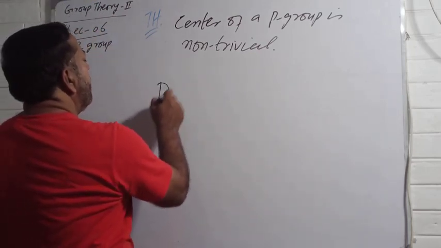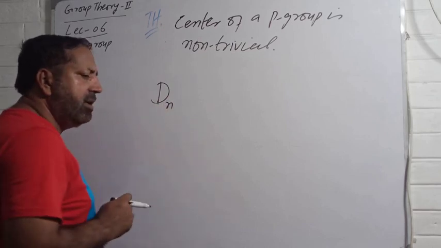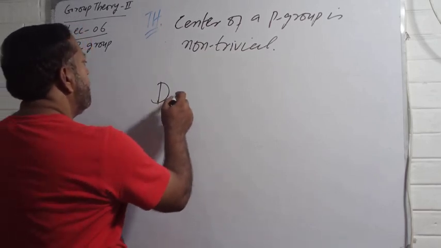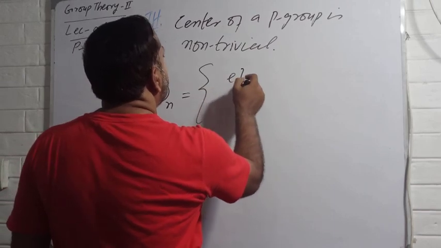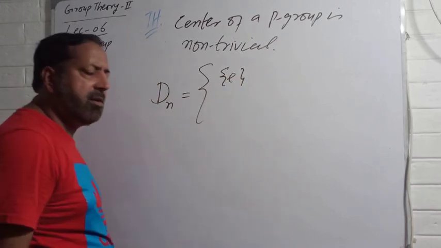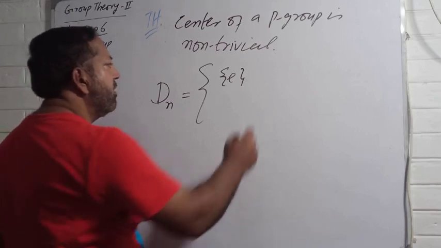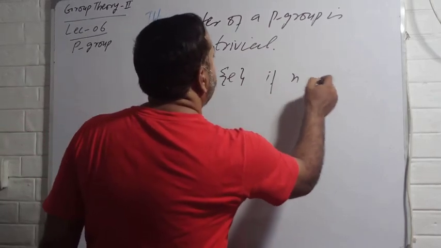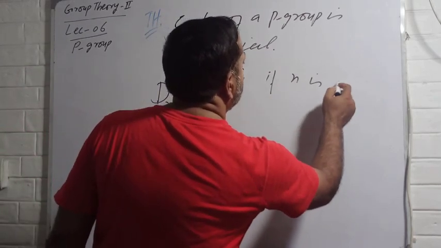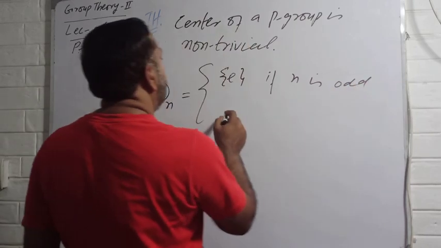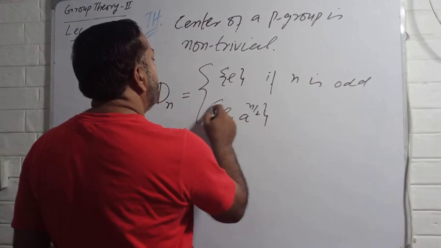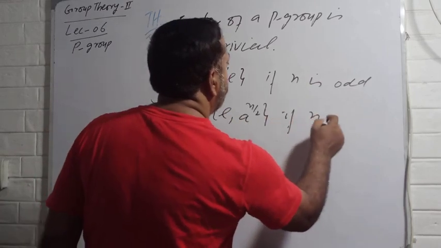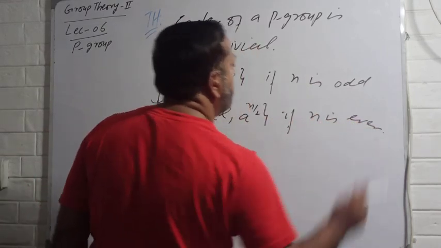You know, the center of Dn is {e} if n is odd, and {e, a^(n/2)} if n is even.